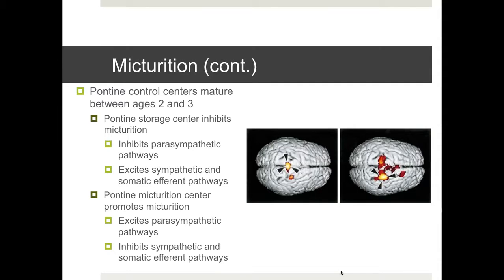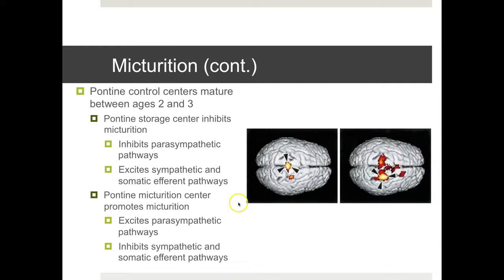At about the ages between 2 and 3, sometimes earlier, sometimes later, our pontine control centers begin to mature. And we have two major sections within our pons. We have our pontine storage center that's going to inhibit micturition, and our pontine micturition center that is going to promote micturition. So let's start with the pontine storage center. What we're doing is inhibiting our parasympathetic pathways and exciting our sympathetic and somatic efferent pathways.